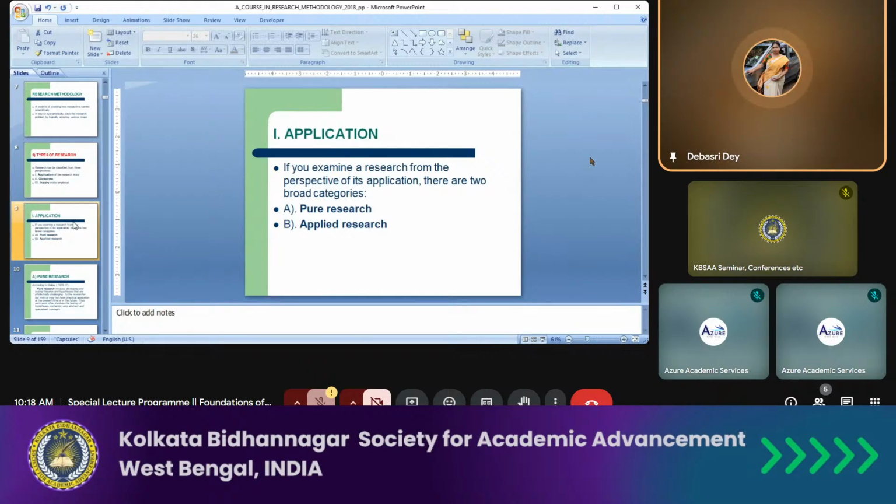On the other hand, when we examine a research from the perspective of application, a few minutes ago I said the broad category is either quantitative or qualitative. Same way, based on the perspective of your application, research is again classified whether it is a pure research or an applied research.